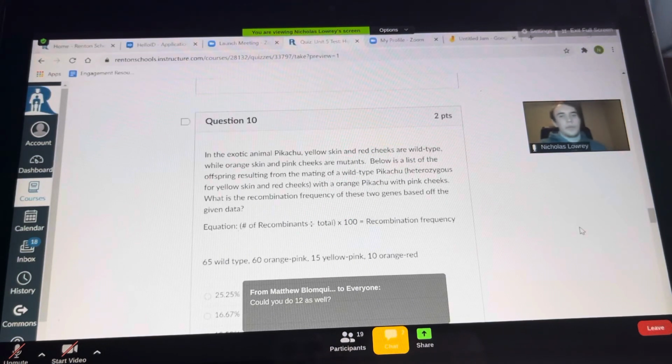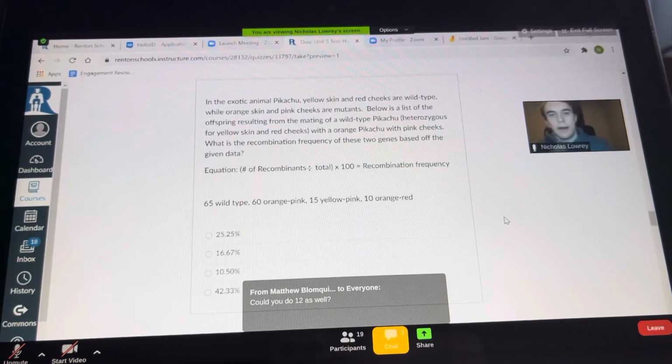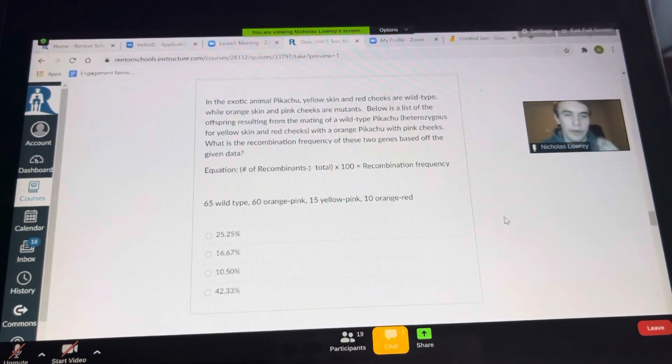So 10, this was the Pikachu one. And so this is basically just, you have to do 2 things in this problem. Yeah, I can do 12 as well. You need to identify what the recombinants are, and then you need to do the equation that I gave you. So from this, we can see that we mated a wild-type Pikachu, so they had yellow skin and red cheeks, and an orange Pikachu with pink cheeks. So this is the mutant Pikachu.